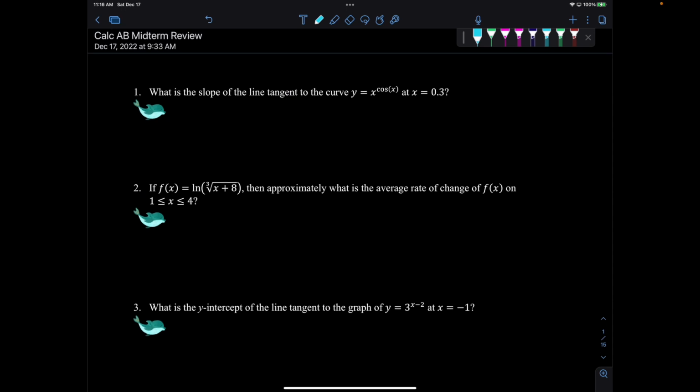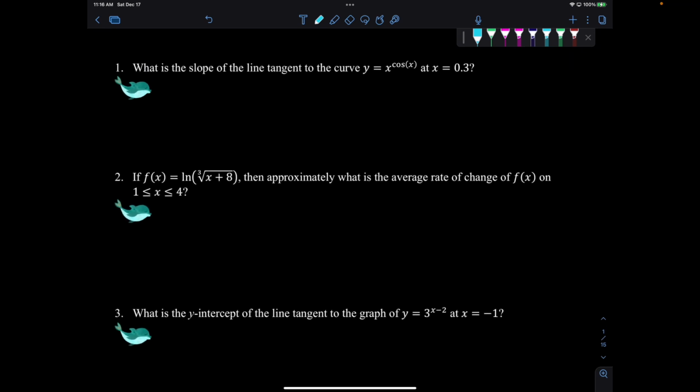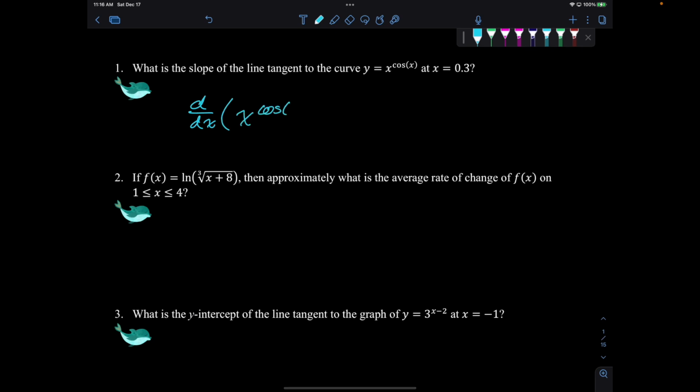So what is the slope of the line tangent to the curve y equals x to the cosine of x at x equals 0.3? I mean, this is straightforward, just use your calculator, but let's show the work. So we want d/dx of x to the cosine of x, and we want to evaluate that at x equals 0.3. That's going to approximately be something. I'm going to try to remember not to constantly put that back there, although I think I probably will.